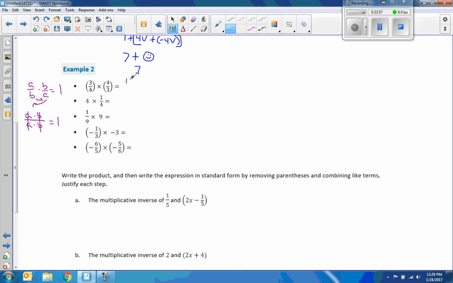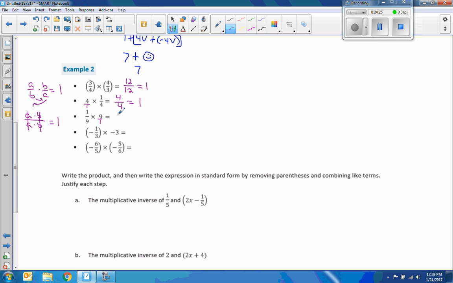3 times 4 is 12. 4 times 3 is 12. And 12 divided by 12 is 1. I'm just trying to explain it in many different ways. A lot of students have trouble with this when they have a whole number times a fraction. Make that whole number a fraction by putting it over 1. 4 times 1 is 4. 1 times 4 is 4. 4 divided by 4 is 1.